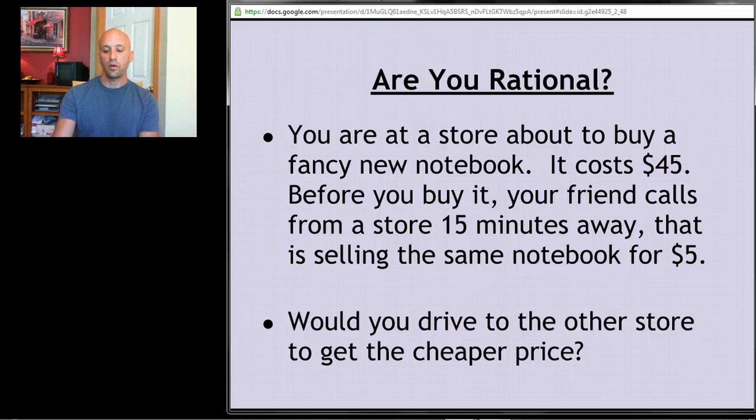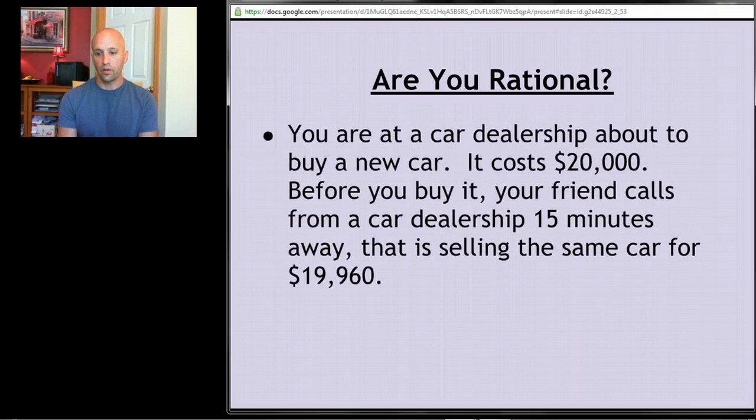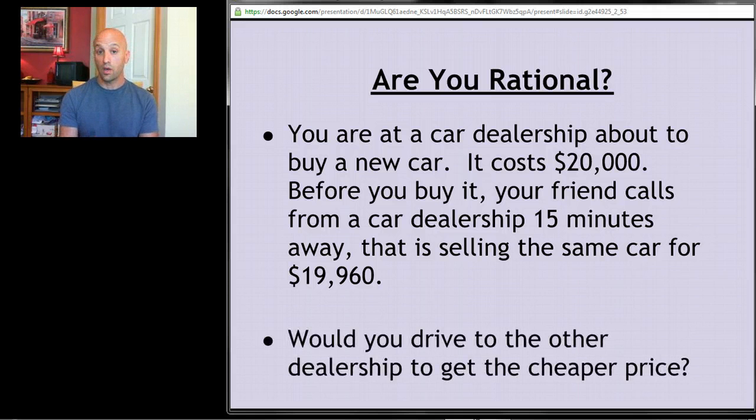Now let me ask you one other question. Let's say that instead of buying a notebook, you're at a car dealership and you're about to buy a new car. It costs $20,000. Again, right before you buy it, your friend calls from a car dealership, again 15 minutes away, and says they're selling the same exact car, same color, same model, same everything, for $19,960. Again, the question is, would you drive to the other car dealership to get the cheaper price?